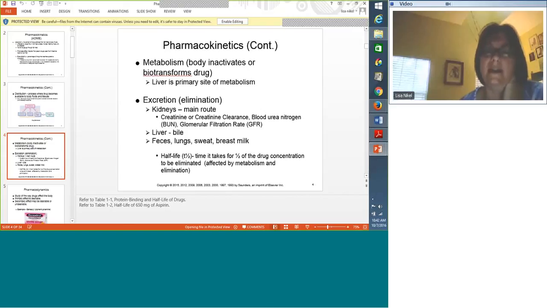We will spend time learning about some of the key lab values that we associate with drugs and drug function, as well as function of excretion. But with kidneys being the main route of excretion, please make sure you are aware that there are lab tests specifically relating to the function of the kidney called the creatinine or creatinine clearance. You'll also hear blood urea nitrogen. Younger nurses call this the BUN. In my day, we weren't allowed to say the BUN. It was the blood urea nitrogen. And then glomerular filtration rate, or the GFR. These are lab values that indicate a client's kidney function.